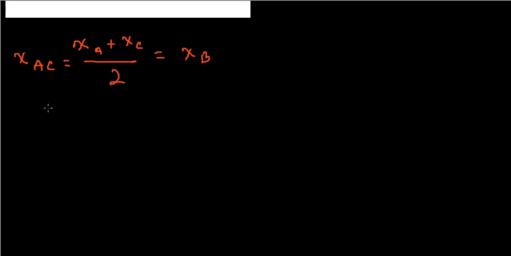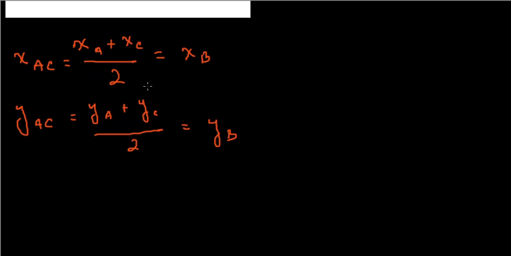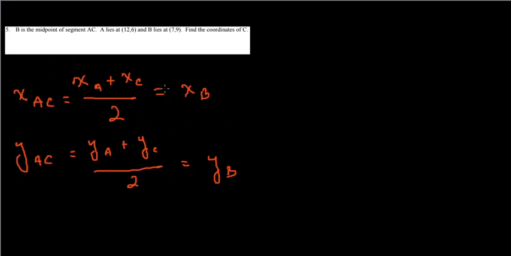So the midpoint formula: if you have AC, you find the x value of AC, you take the x value of A plus the x value of C divided by 2, which is equal to the x value of B. And same goes for y. The y value of the midpoint of AC is going to be the y value of A plus the y value of C over 2, equal to the y value of B. Alright, now we're trying to find what the x and y value for C is. Now we just use algebra.